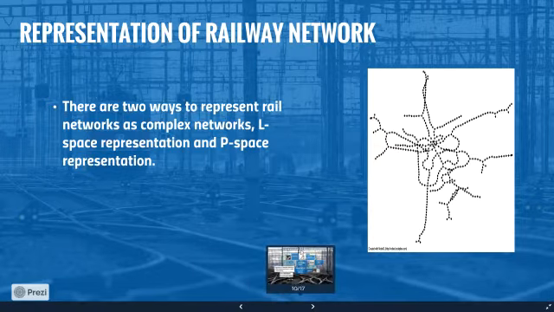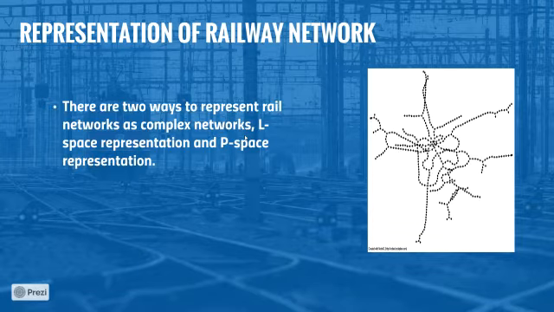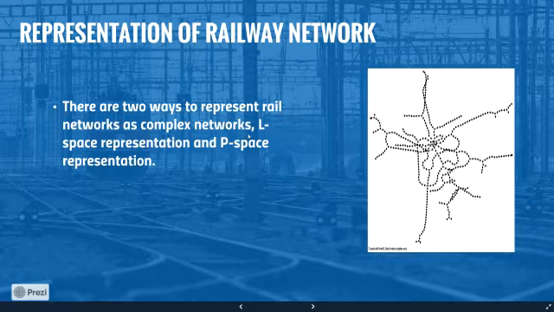Representation of railway network. There are two ways to represent rail networks as complex networks: L-space representation and P-space representation. The P-space representation can show the transfer characteristic of the network, and L-space representation takes the train station as the network node and the direct path between two stations as the edge, like this image.